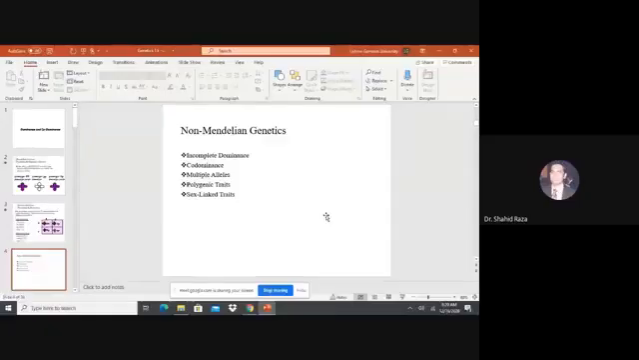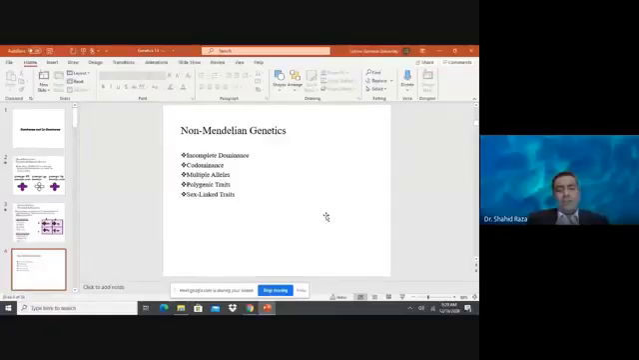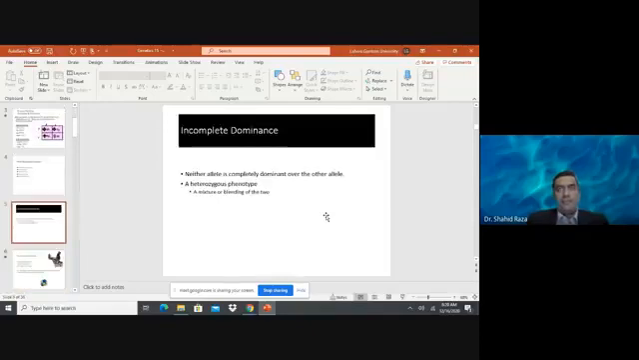Now, when we talk about non-Mendelian genetics, that is incomplete dominance, codominance, multiple alleles, polygenic traits, and sex-linked traits. Incomplete dominance, first of all: neither allele is completely dominant over the other allele. A heterozygous phenotype is a mixture or blending of the two.